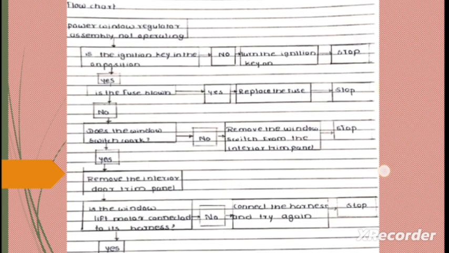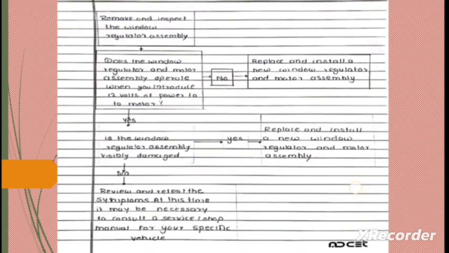If it is no, remove the window switch from the internal trim panel, or stop. If it is yes, remove the internal door trim panel. Then, is the window lift motor connected to the harness? Again, there are two possibilities, no or yes. If it is no, connect to the harness and try again, or stop. If it is yes, then go to remove and inspect the window regulator assembly.